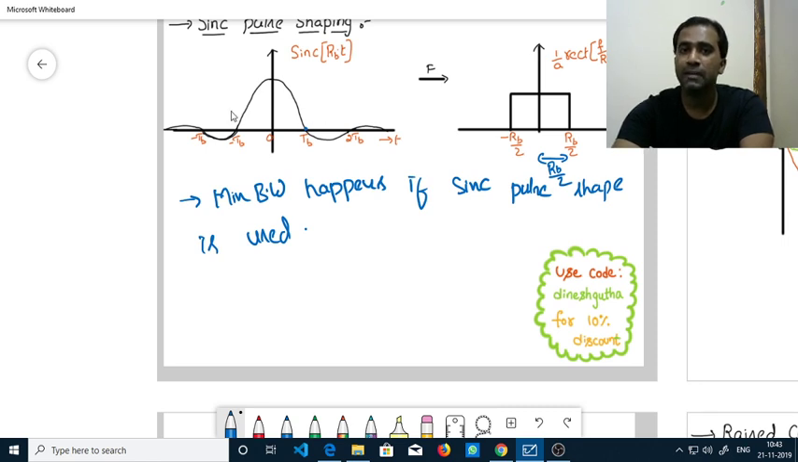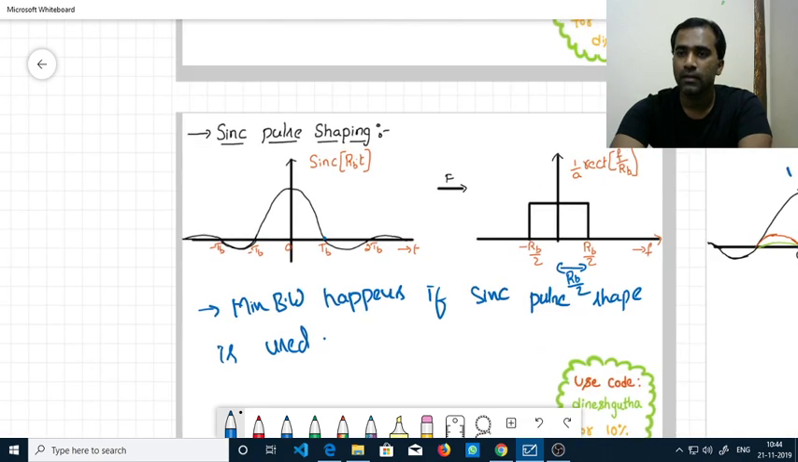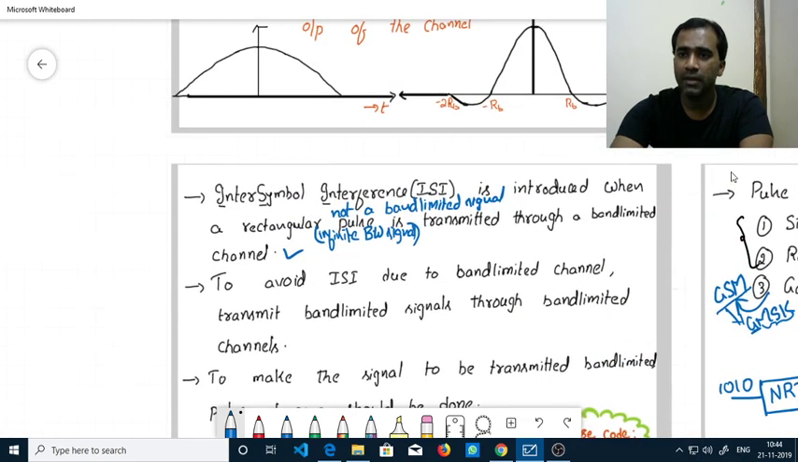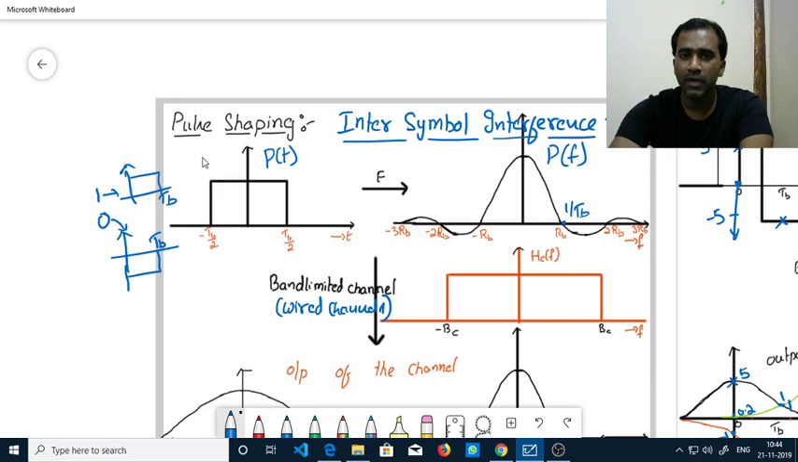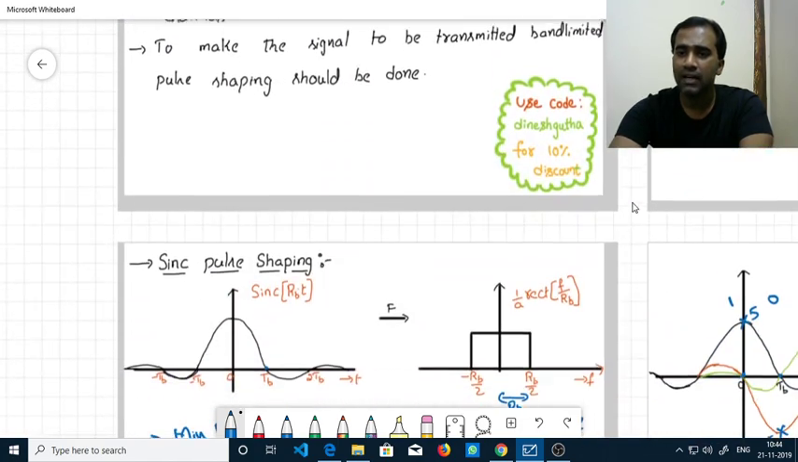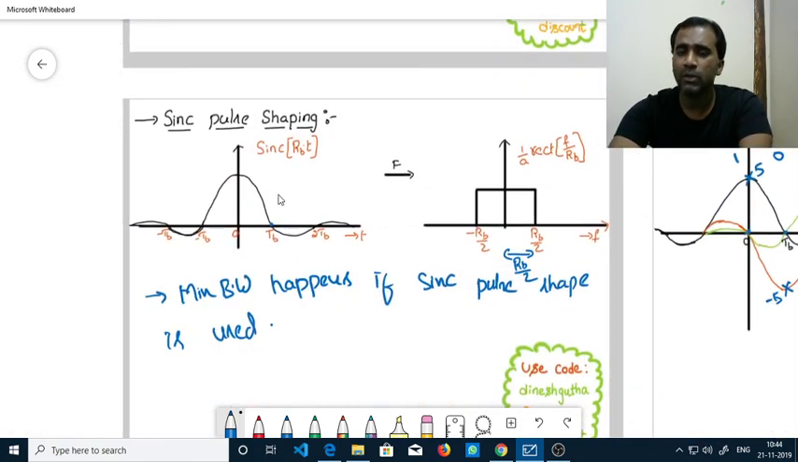If you're transmitting rectangular pulses in time, the bandwidth is RB. Whereas if you're transmitting sync pulses, bandwidth is only half of it. So in any question, whenever they say maximum bandwidth, imagine that rectangular pulses are transmitted in time domain, so bandwidth will become RB. Similarly, whenever they say minimum bandwidth, understand that they are transmitting sync pulses. They don't need to explicitly say that, but we should understand that.